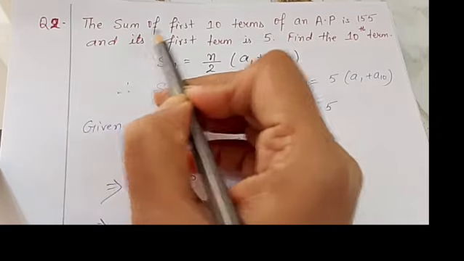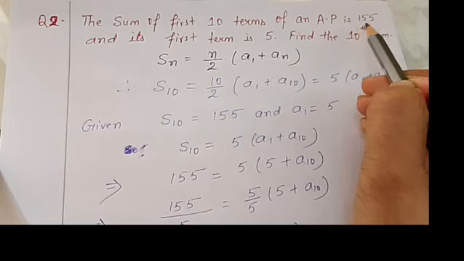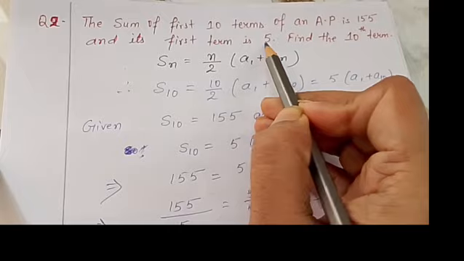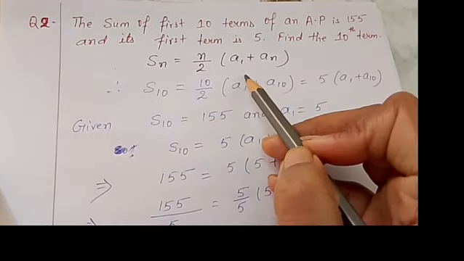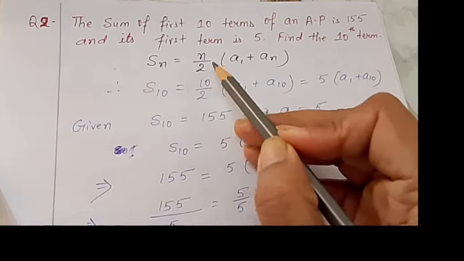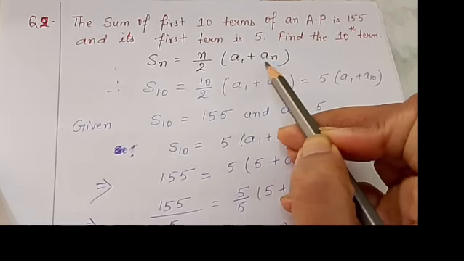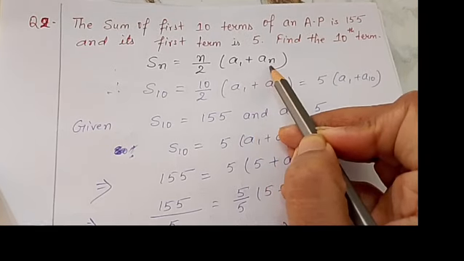Question number 2. The sum of first 10 terms of an AP is 155 and its first term is 5. Find the 10th term. The sum of the first n terms of an arithmetic progression can be calculated using the formula Sn is equal to n upon 2 times (a1 plus an), where a1 is the first term and an is the nth term.